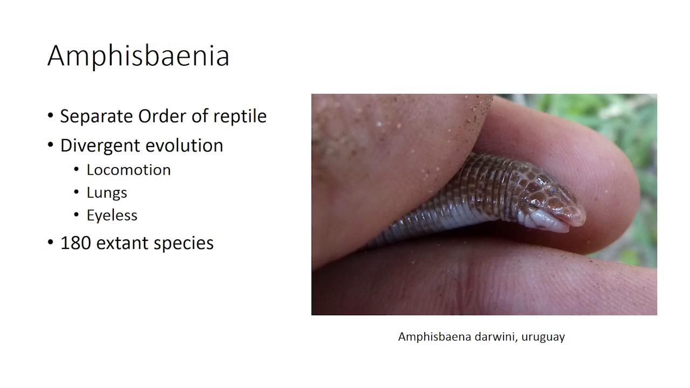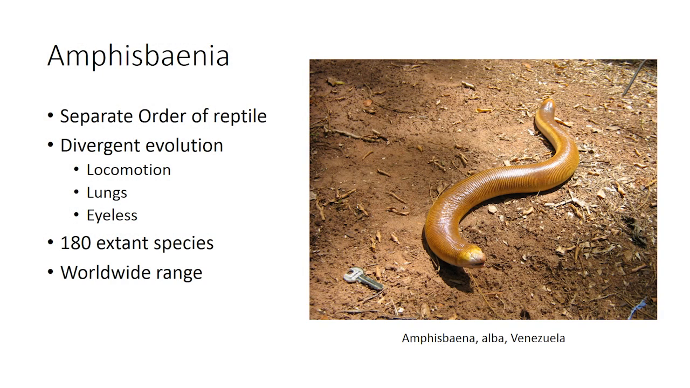Last one we'll talk about is the Amphisbaena alba, which is found in Venezuela. So like I said, they have this worldwide range. You can find them in Africa, Central America, Asia, and even in the United States. There are about 200 different species, about 180 still living species, and a few more that have come and gone. And I want one of these.